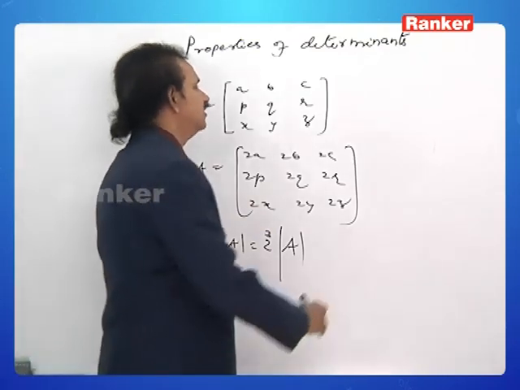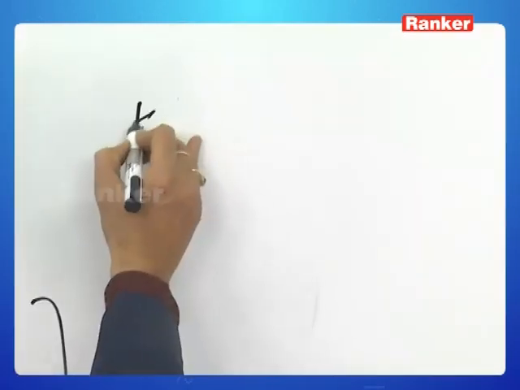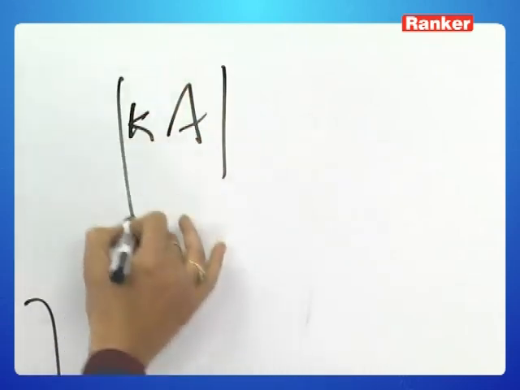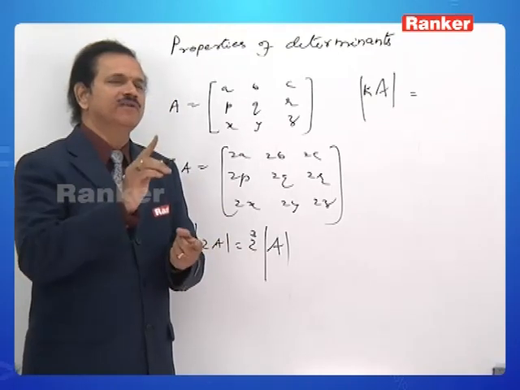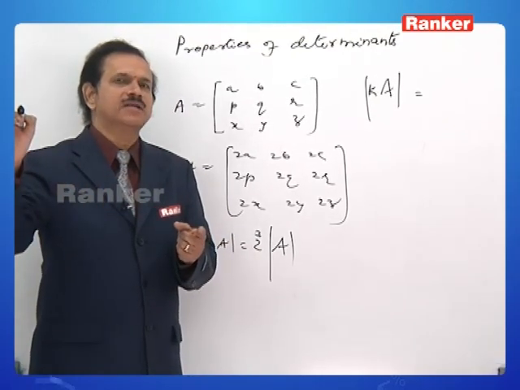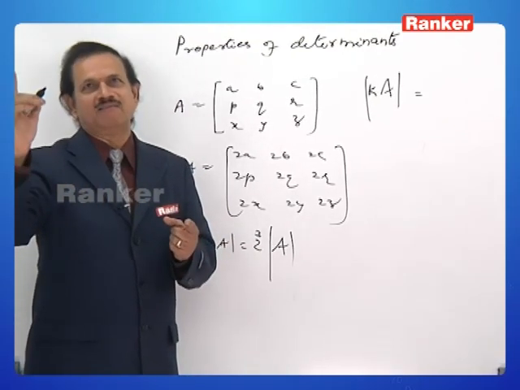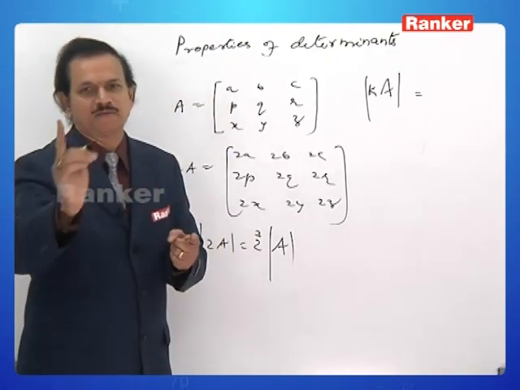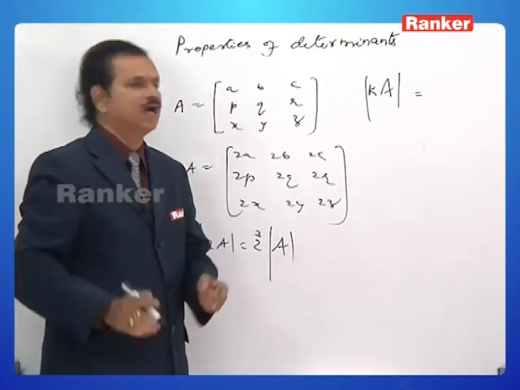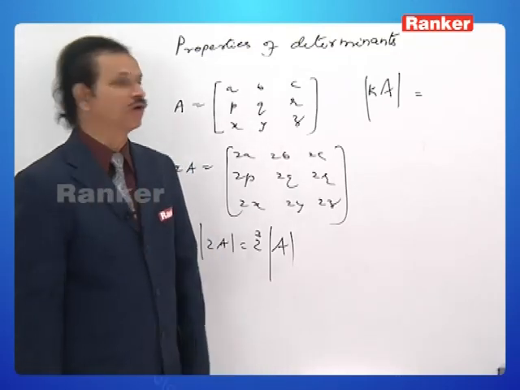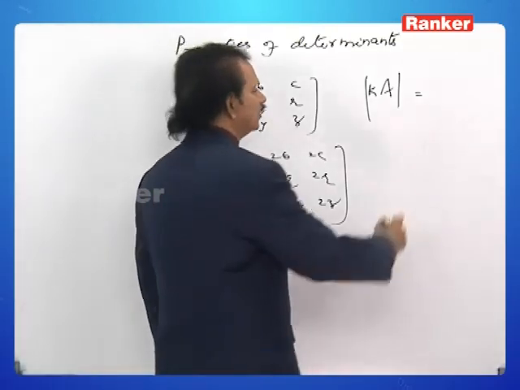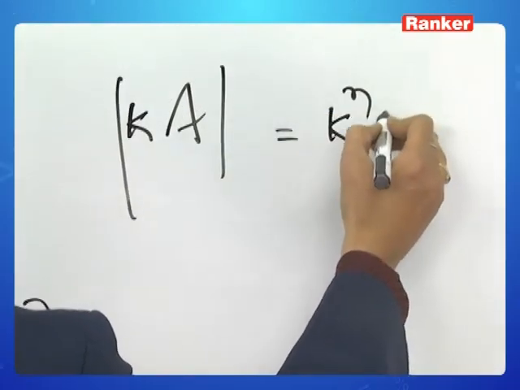And in general, suppose A is an n by n matrix, then what is KA? Imagine. KA means every element of A is multiplied with K. So we have K from first row, K from second row, K from third row, like that. How many rows are there? It has been given that A is an n by n matrix. Therefore, det KA is equal to K power n into det A.